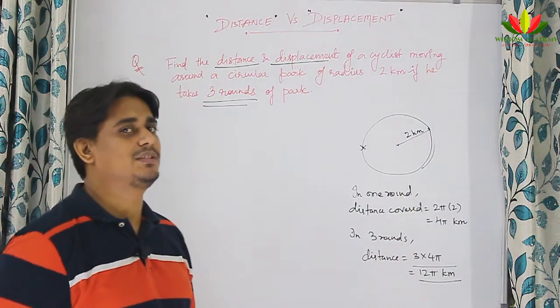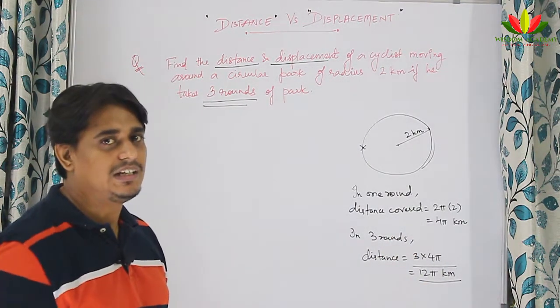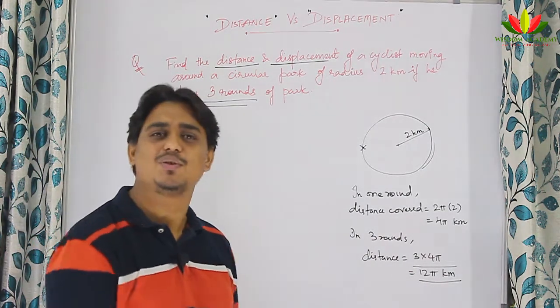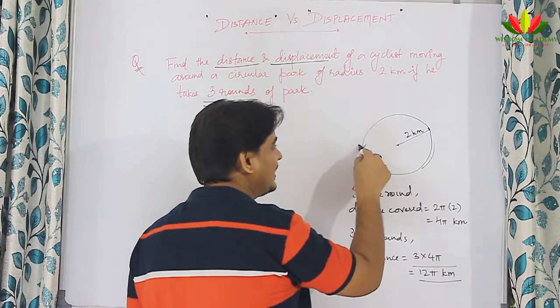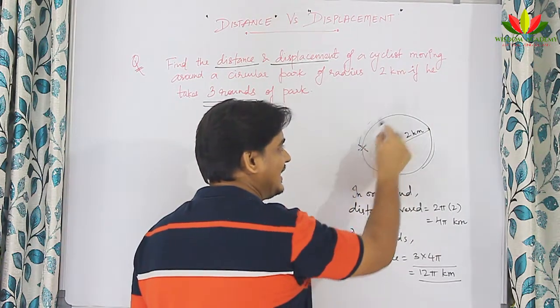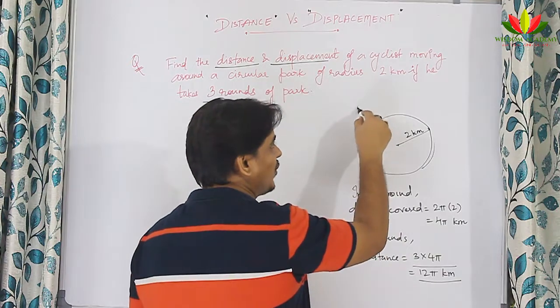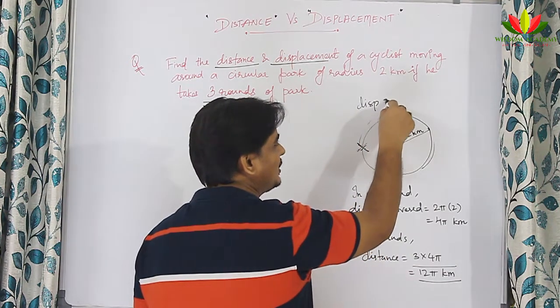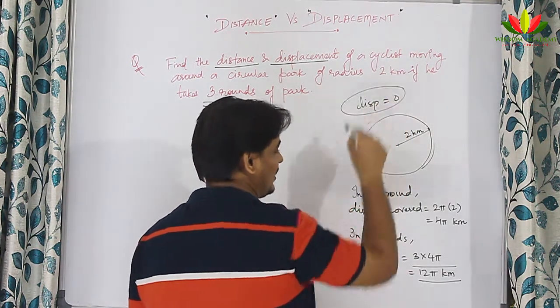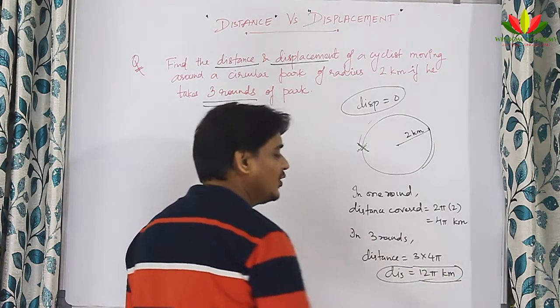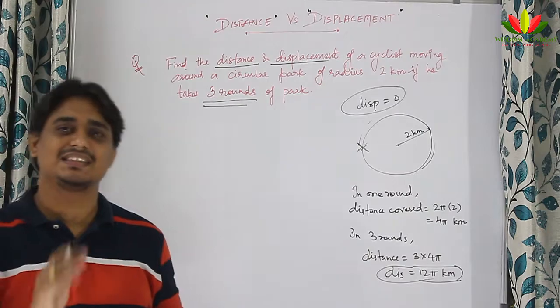What about displacement? Just now I told that if the starting point and ending point are the same, displacement can even be 0. So here you see, started here, taken 1 round, taken 2nd round, taken 3rd round, ended exactly here. So what will be the displacement? Displacement will be 0. So we understood in this question the distance is 12 pi kilometer and displacement is 0.